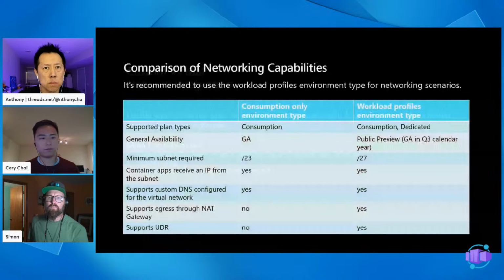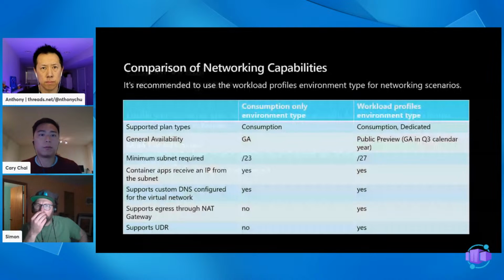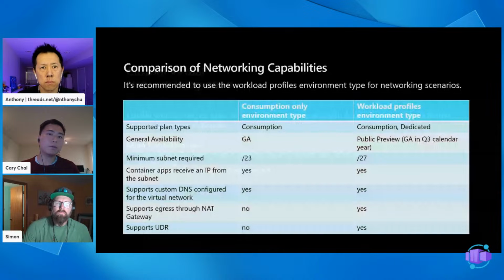And consumption, if you guys are familiar with, is one that most of you guys are probably running your container app workloads on today. It's the one that has been GA since the service has launched. While workload profiles, we just public previewed in the spring, and we're looking for a GA relatively soon. But since both of them support consumption, that means that you get all the goodness of consumption features, even if you're using the workload profiles environment type.